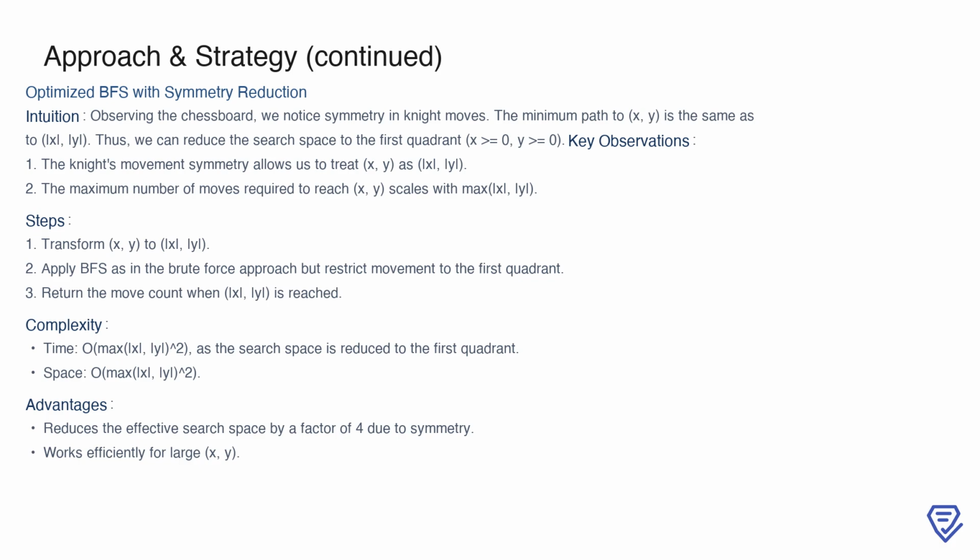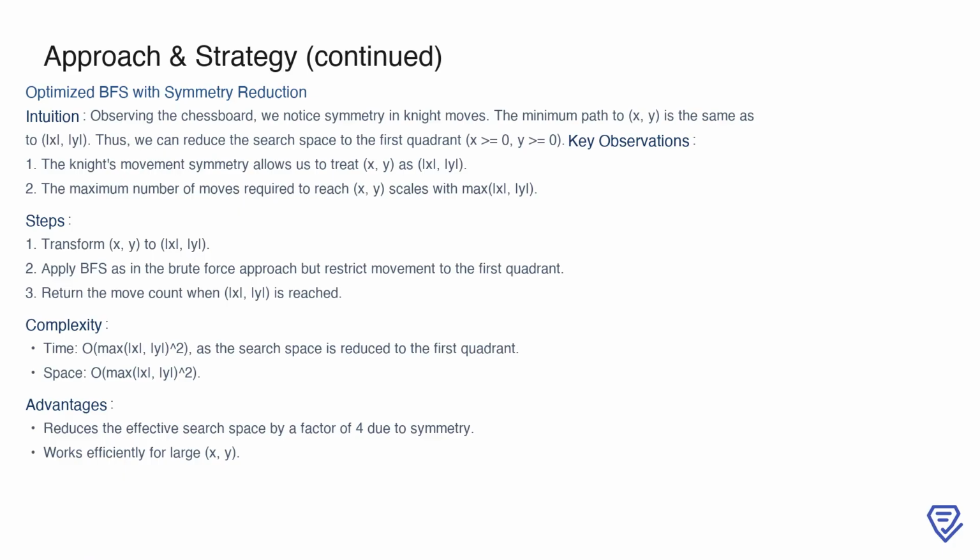On a chessboard, the minimum path to any position x, y is equivalent to the path to the symmetric positions, for example |x|, |y|. This means we can effectively reduce the search space to the first quadrant, where both x and y are non-negative. By transforming the target position to its absolute values, we simplify the problem without losing correctness. From here, the BFS process remains largely the same.